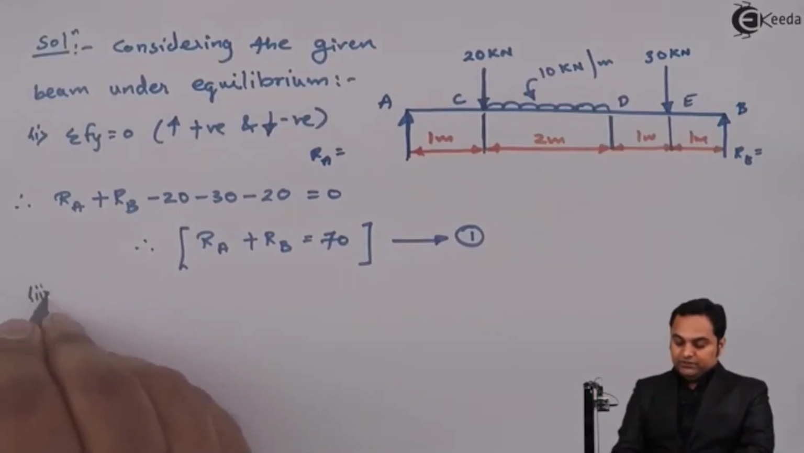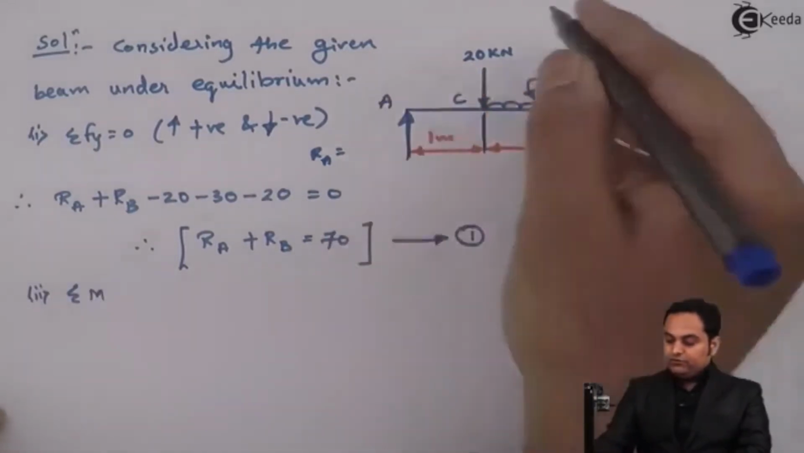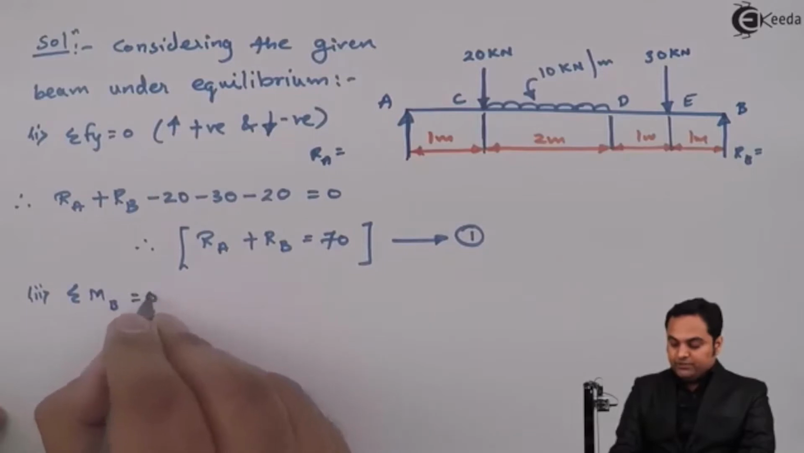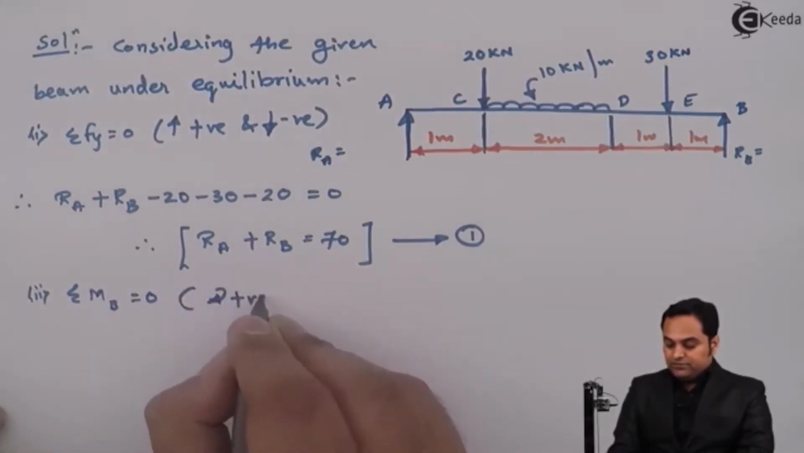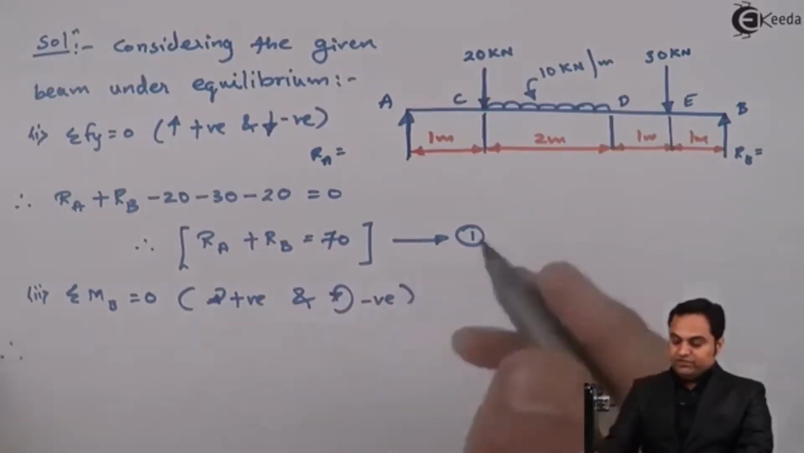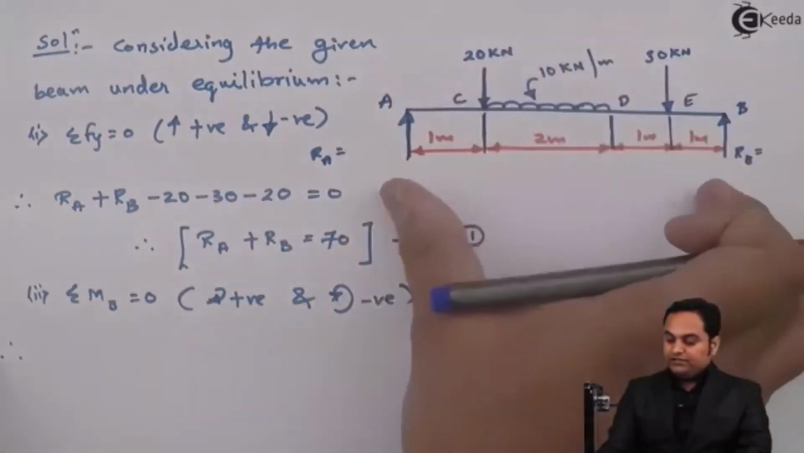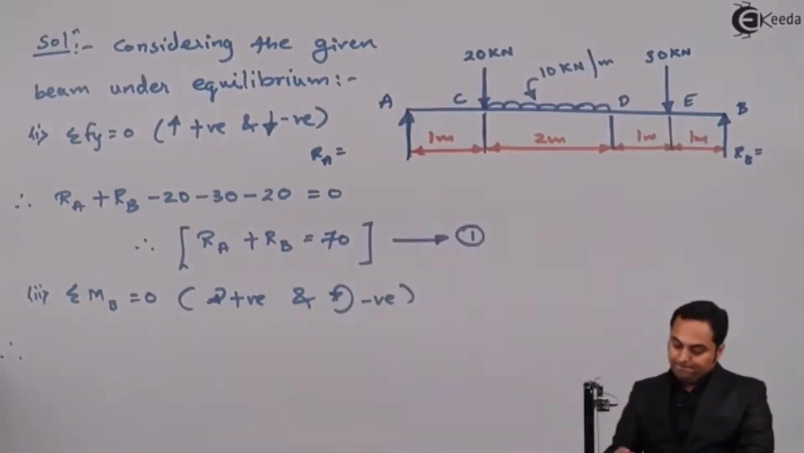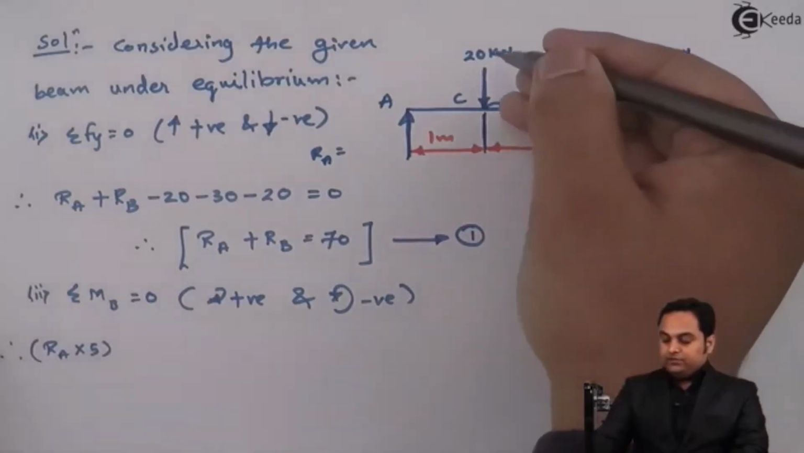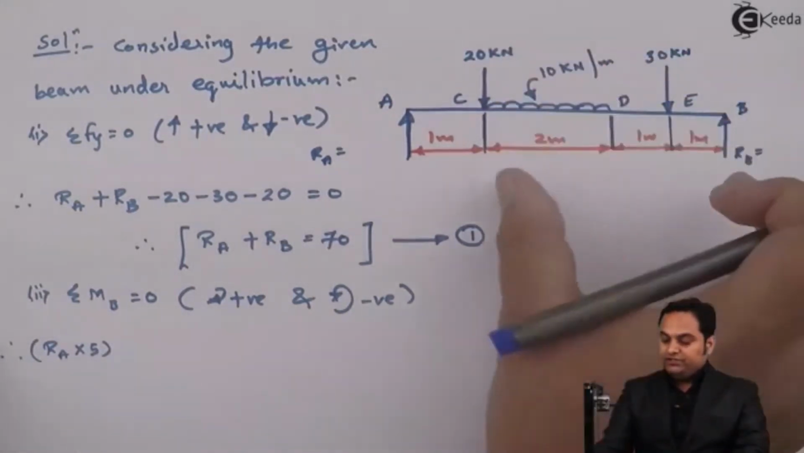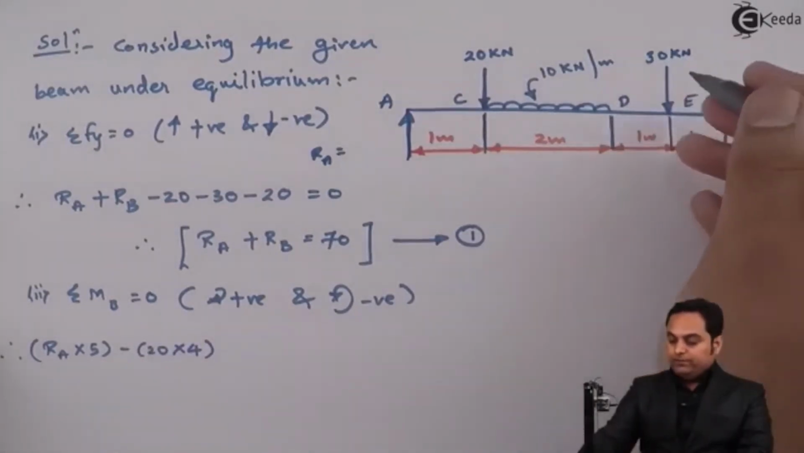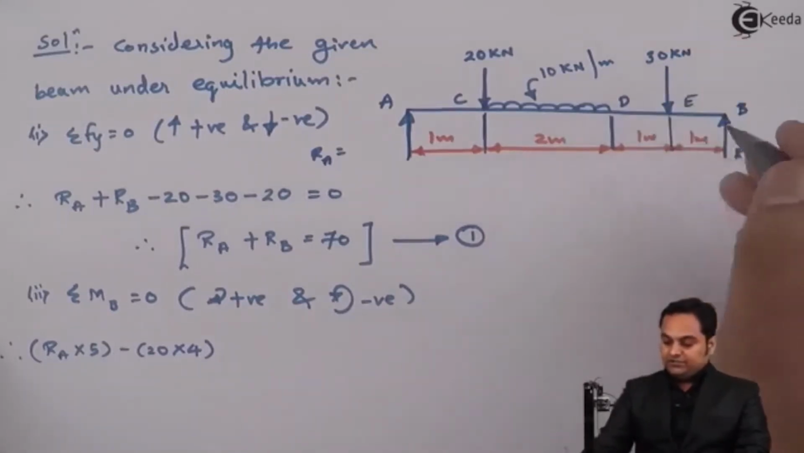Now using the second condition of equilibrium, I'll calculate the moment of all forces at point B, because I want Ra first. So summation of moments of all forces at point B is equal to 0. Here clockwise moment will be positive and anti-clockwise moment will be negative. Ra is producing clockwise moment, so Ra into the total distance, which is 5, then this 20 is producing anti-clockwise moment, so minus 20 into 4. Next, this point load is also producing anti-clockwise moment, so minus 30 into 1.